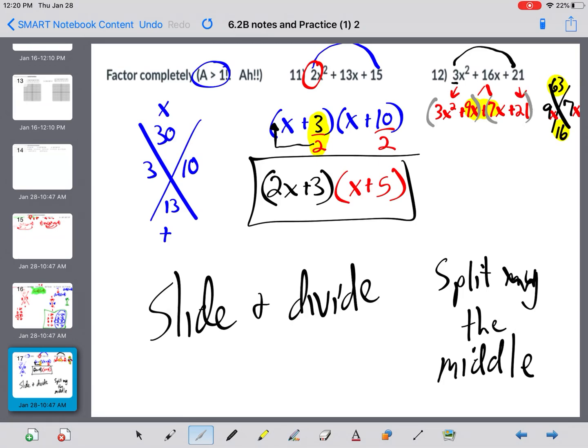So when you have 4 terms, the way it's written now in red, you group the first 2 and group the last 2, and then you factor out what you can out of the first pair. You can factor a 3x out of the first pair, so you're left with x plus 3. And then you factor what you can out of the second pair. The second pair says 7x plus 21. You can factor a 7 out of that. And then I'm left with an x plus 3 there.